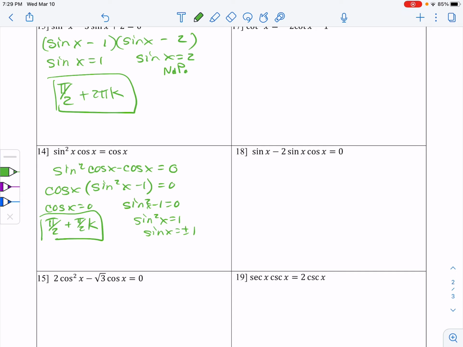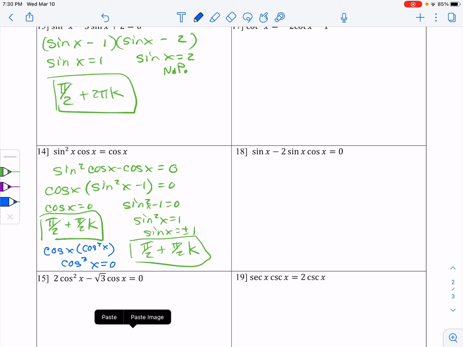So that's at pi over 2 and at 3 pi over 2 plus 2 pi k, so it's the exact same answer. The sine is 1 where the cosine is 0, so you don't need to list both of those. Your other option there is to replace this, and you'd end up with the cosine of x times the cosine squared of x, and you'd end up with cosine cubed of x equals 0, and you'd end up with the same answers. Both are correct. Show your work.